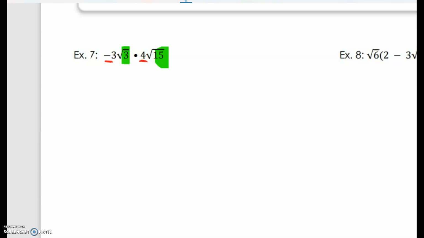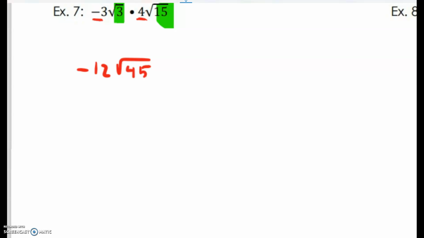Negative 3 times 4, that's going to be negative 12. And then what's underneath the radical? We've got 3 times 15. 3 times 15 is 45. Okay, so that's multiplying them together, but since we just learned how to simplify radicals, we need to check to see if there's anything that simplifies inside the radical. So we have square root of 45. If I think of the perfect squares, 9's a perfect square, and it is a factor of 45. So this should be able to reduce a little bit.